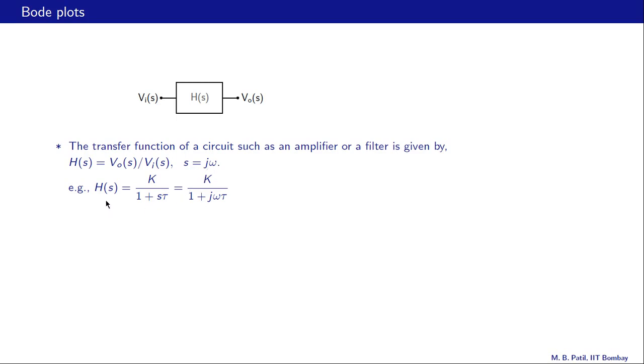And here is an example of H of s. Say it can be k divided by 1 plus s tau, where k is some constant and tau is some time constant. And that is the same as k divided by 1 plus j omega tau, because s is equal to j omega.